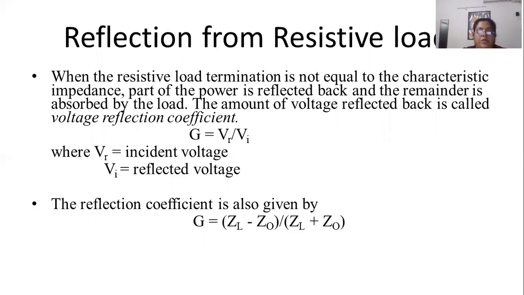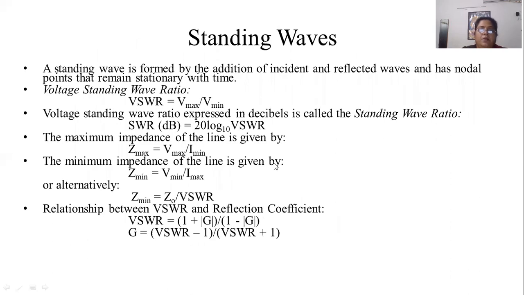The amount of voltage reflected back is called the voltage reflection coefficient, and it is equal to the ratio of the reflected voltage upon the incident voltage. The reflection coefficient is also given in terms of characteristic impedance, that is equal to load impedance minus the output impedance upon the load impedance plus the output impedance. Now we'll discuss the standing waves.